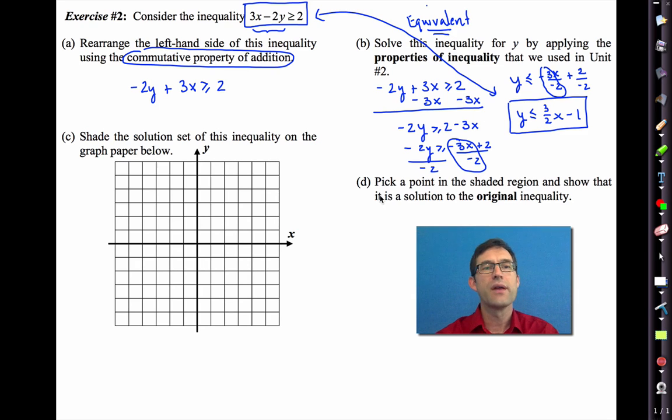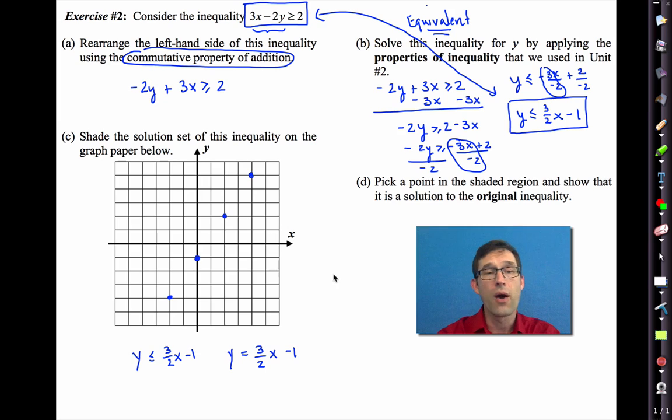Okay, so letter C says shade the solution set of the inequality on the graph below. So here's what you do. You take this inequality and you plot the equation that it's based on. We're going to do that very quick. We have a y-intercept of negative 1 and a slope of 3/2, meaning we're going to go to the right 2 and up 3. And then we're going to go to the right 2 and up 3. And perhaps we'll go down 3 and to the left 2.